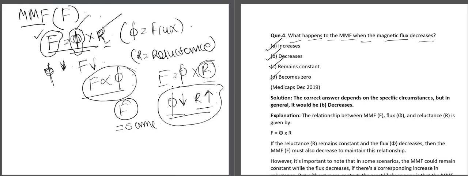So our correct option will be option number B. Magnetomotive force will decrease when the magnetic flux decreases.